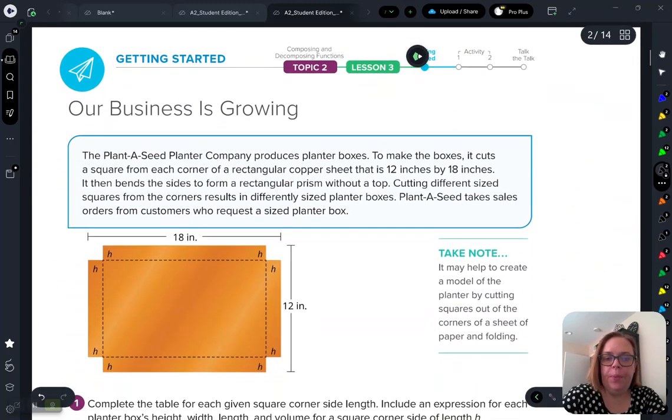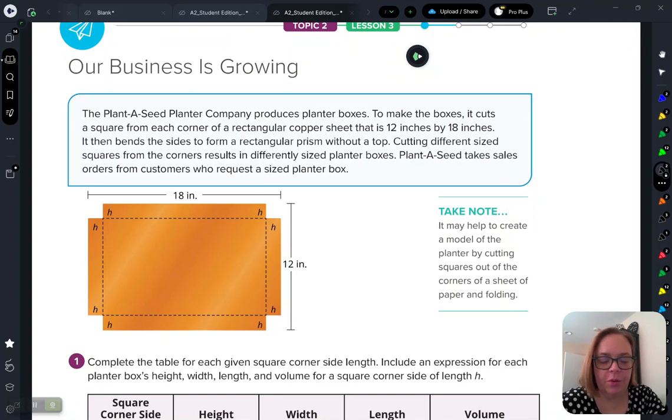Okay, so we're going to do a very famous problem in algebra, and that is the maximizing box problem, essentially. So here's our setup. The Plant-A-Seed planter company produces planter boxes. To make the boxes, it cuts a square from each corner of a rectangular copper sheet that is 12 inches by 18 inches. So this square right here. There's one taken out of each corner.